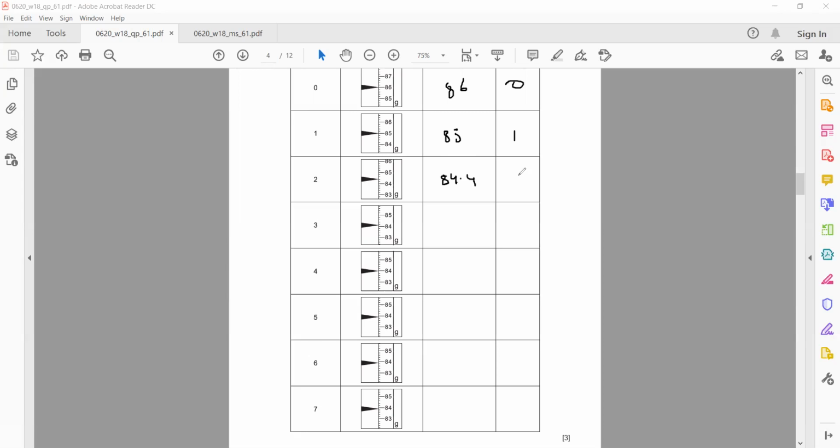And what is the loss in mass? The loss in mass, you will compare from the beginning, from the start. So it will be 1.6. Now it's 84.